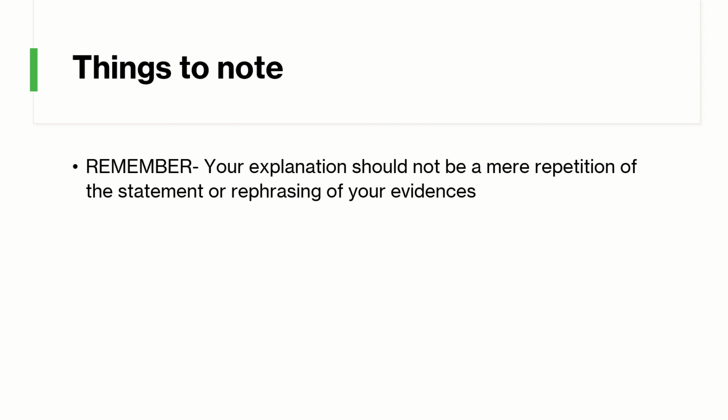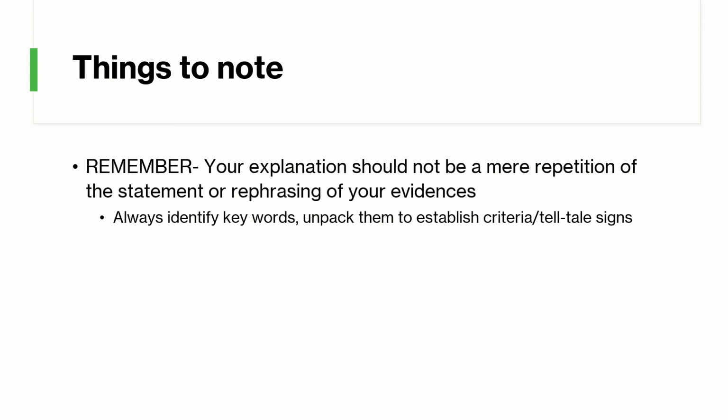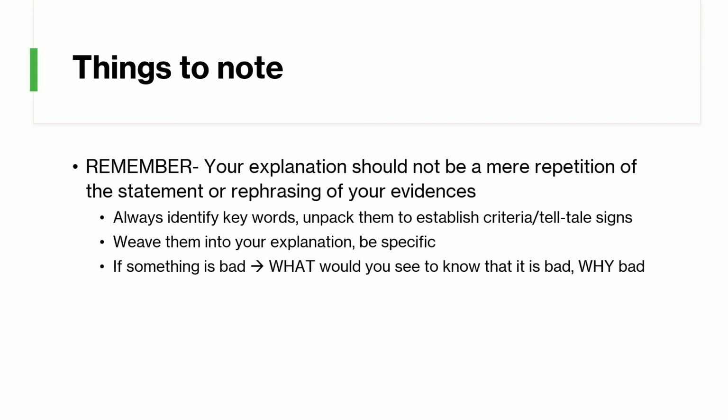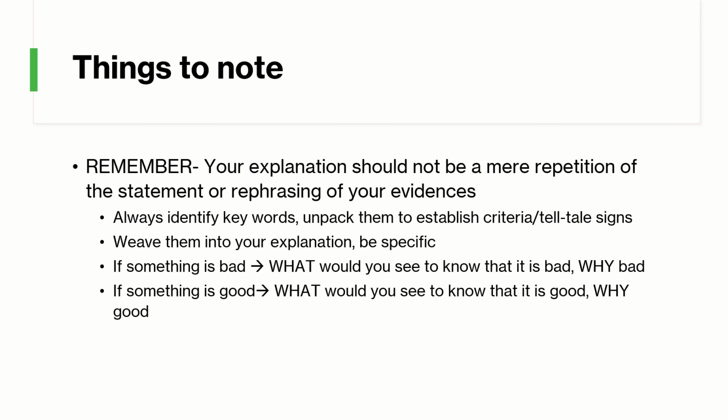Please. Remember your explanation should not be a mere repetition of the statement or rephrasing of your evidence. Identify keywords, unpack them to establish criteria or telltale signs, weave them into your explanation, be specific. So always unpack keywords. If something is bad, what would you see to know that it's bad? Why is it bad? If something is good, what would you see to know that it's good? Why is it good?